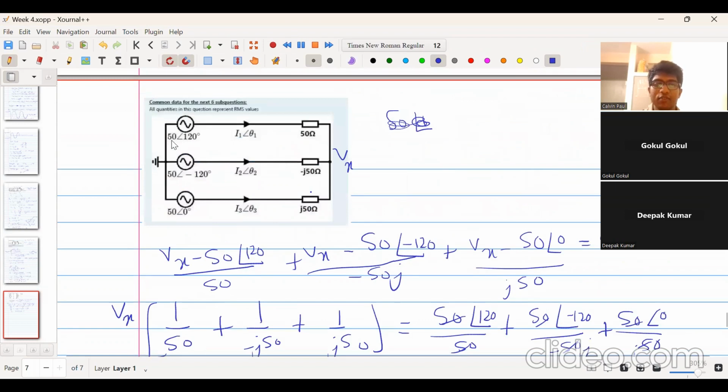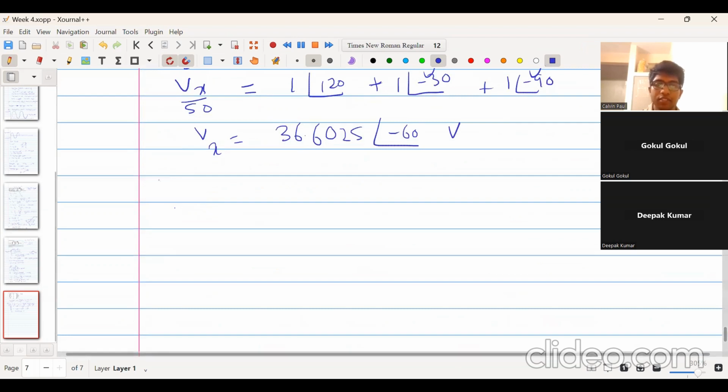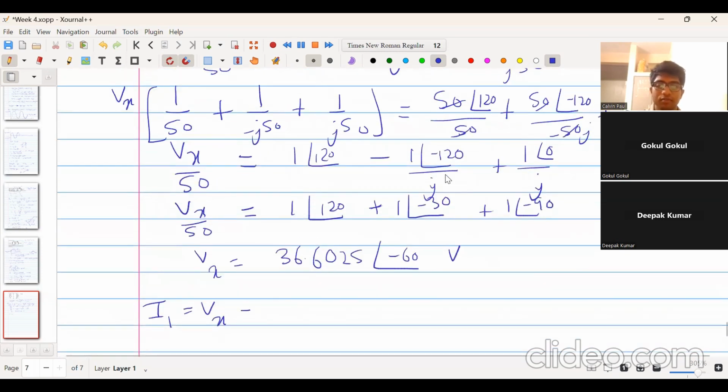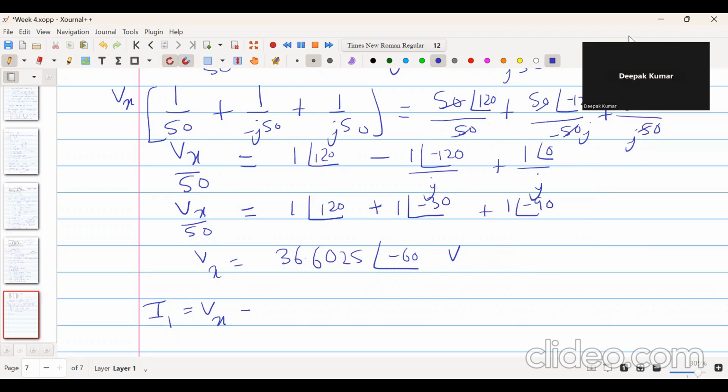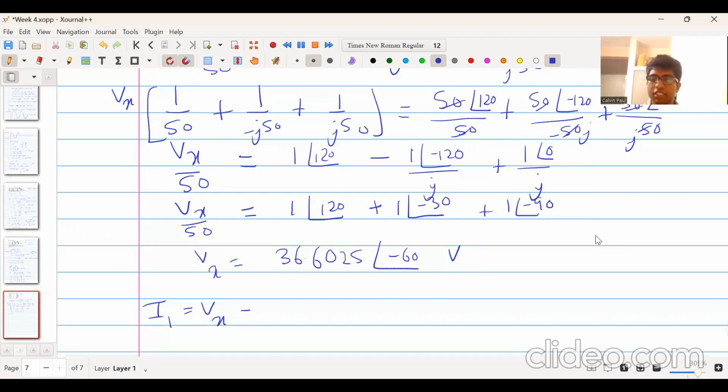So I1 is equal to 50 angle 120 minus Vx upon 50. So that's how we calculate it. We get I1 is equal to. Sir, I have a doubt. Yes, tell me. Sir, in case of plus of complex numbers, what will be the angle? In divide we subtract each other's angles, and in multiplication we add each other's angles. Yes, correct. And in case of plus? Okay, I'll tell you.